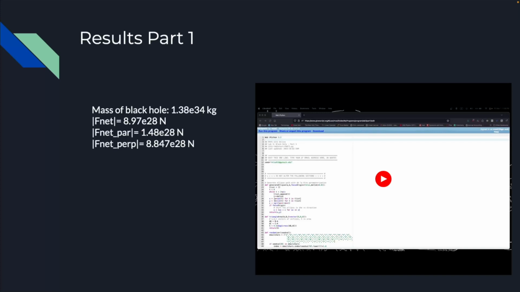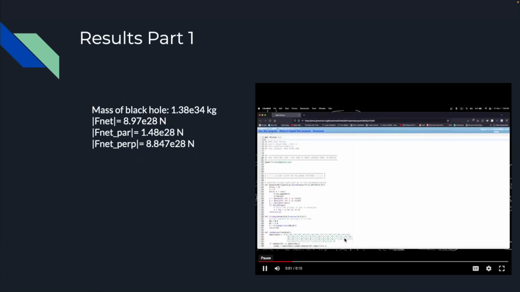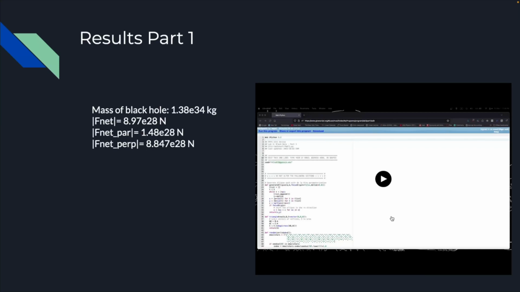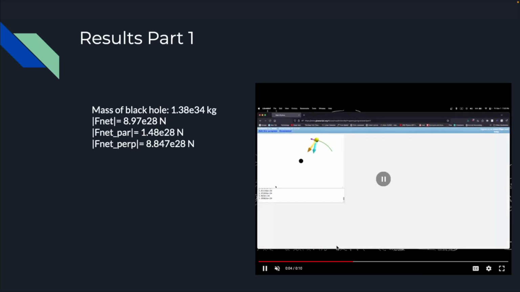Okay, so here are the results for the first part. I got the mass of the black hole to be 1.38 times 10 to the 34 kilograms. And then here's F net, and then F net parallel and perpendicular. And this is the video. As we can see here, as the planet gets closer to the black hole, the arrow gets larger, and as it gets further away, the F net gets smaller. The orange arrow is F net, the blue arrow is F net perpendicular, and the purple arrow is F net parallel.